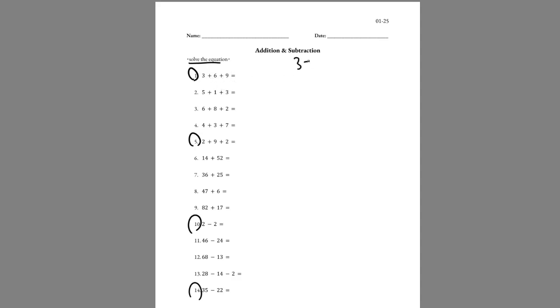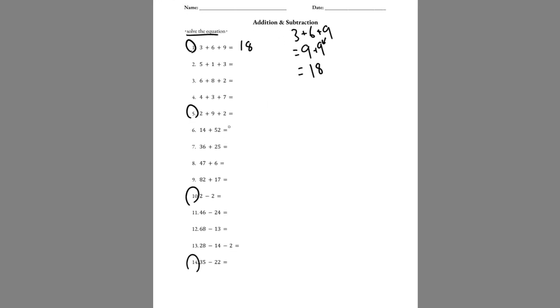We can obviously just add this up as normal. 3 plus 6 is equal to 9. Adding the 9 makes it equal to 18. So that is our answer. Number 5 is 2 plus 9 plus 2. We can group the 2 plus 2 together to make 4. And then we add another 9 to get the sum, which gives us 13 for number 5.